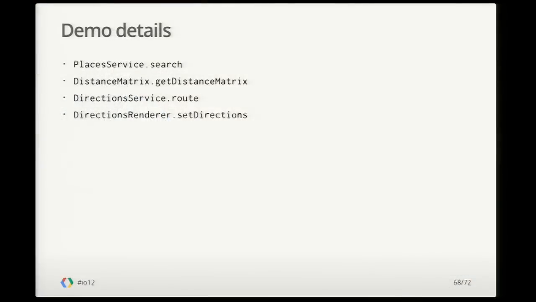So to implement this, I use the Places service to get all the Bunnings in the viewport. I then use the distance matrix service to get the shortest route using only one request, despite the fact that there are many Bunnings. Then I used the directions service to get the full details of that routing. And I used the directions renderer to draw that on the map and in the panel. OK, so that's the last of our demos.